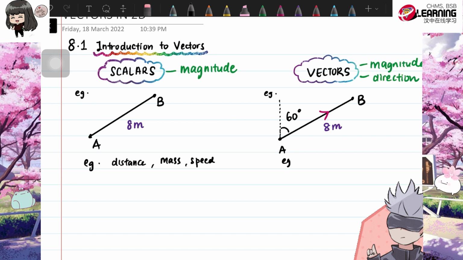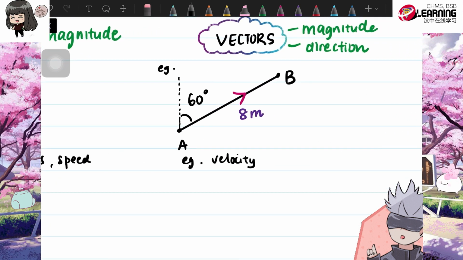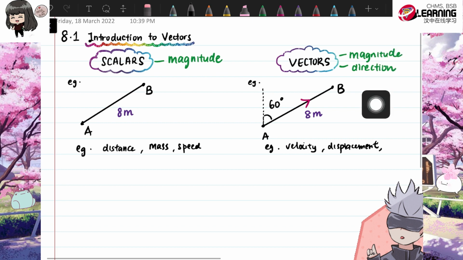And examples of vectors are velocity. Velocity includes direction because you will have negative velocity when you have negative displacement. Negative displacement means you are going anti-direction. For example, A goes to B is 8 meter, but B going back to A is -8 meter, when we are talking about vectors. So velocity, displacement, even acceleration also. I don't want to write too much, just a simple one only.